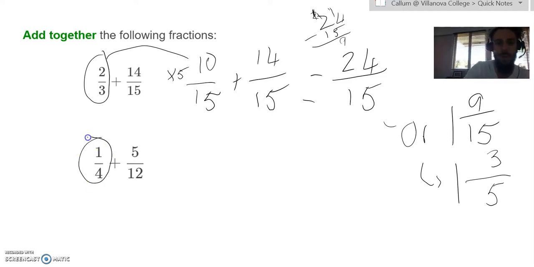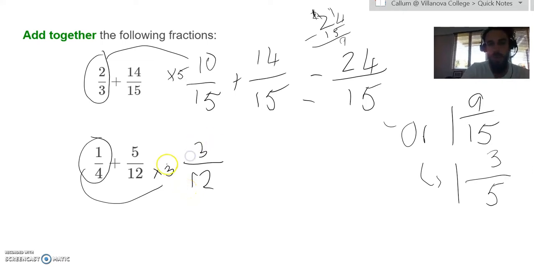And again, I've got to work out how can I change this 1/4 so that it has a denominator of 12. And again, run through your multiplication. I know that 4 times 3 is 12. So I'm going to do 1/4 times 3. 4 times 3 is 12. 1 times 3 is 3. Now I'm dealing with 5/12 plus 3/12. 5 plus 3 is 8 over 12.